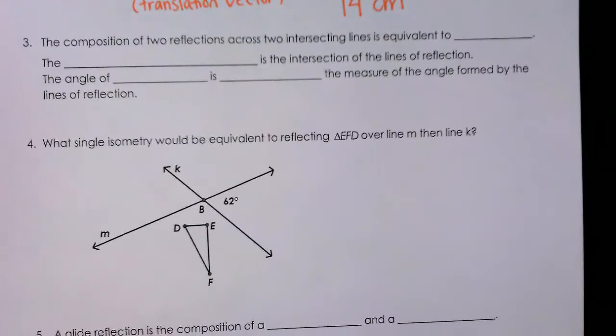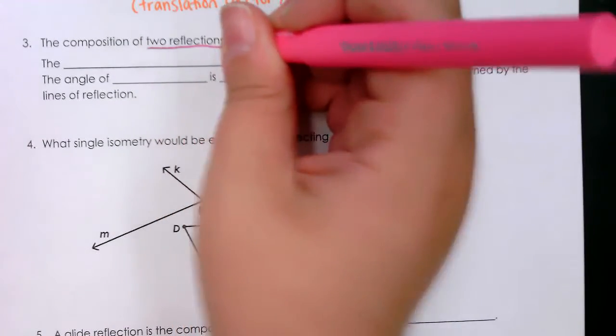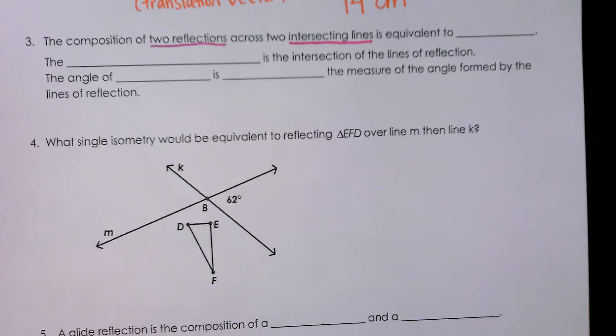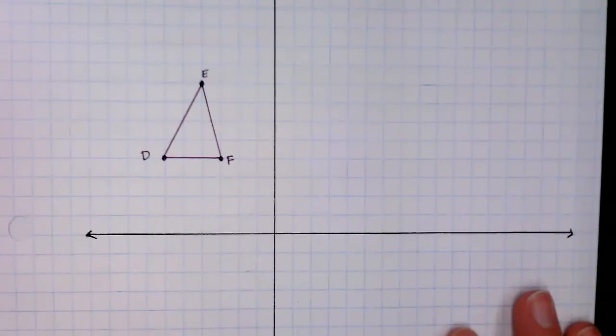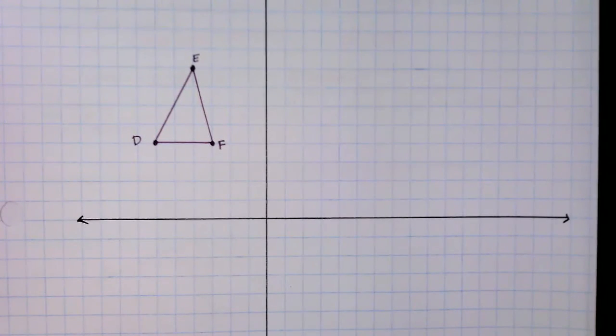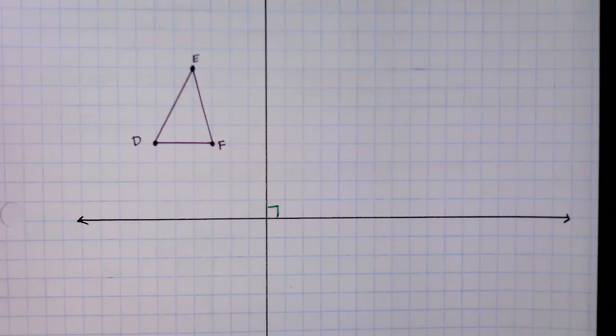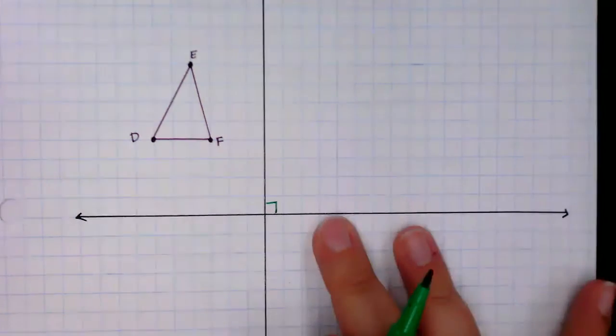All right, so number 3, the next one is a composition of 2 reflections across 2 intersecting lines this time. So let's look at an example of this one. Here I have 2 intersecting lines, and for these 2, I made them at a right angle because a lot of times we deal with things that are on the coordinate plane and the X and Y axis meet at a right angle. You don't have to do this over 2 lines that intersect at a right angle. They could intersect at any angle. But we'll do it like this for now.